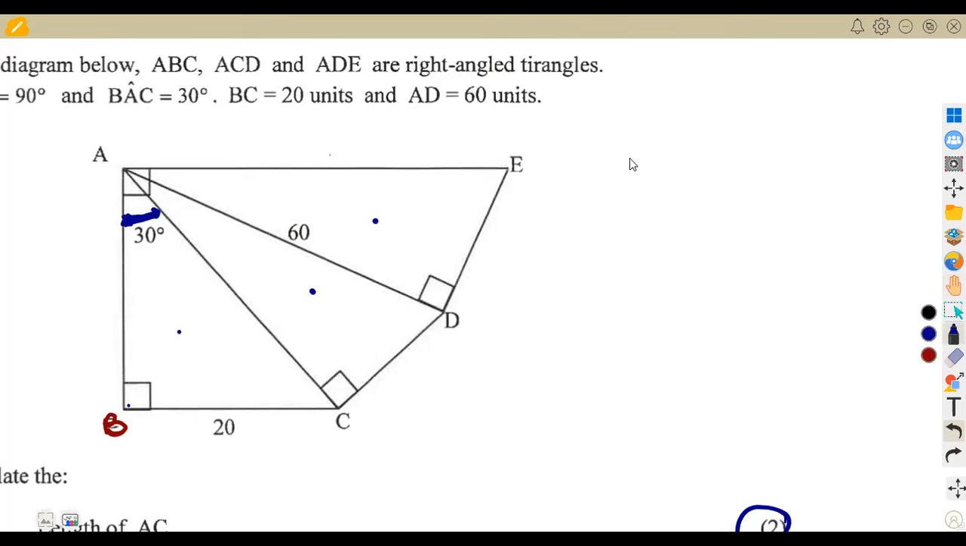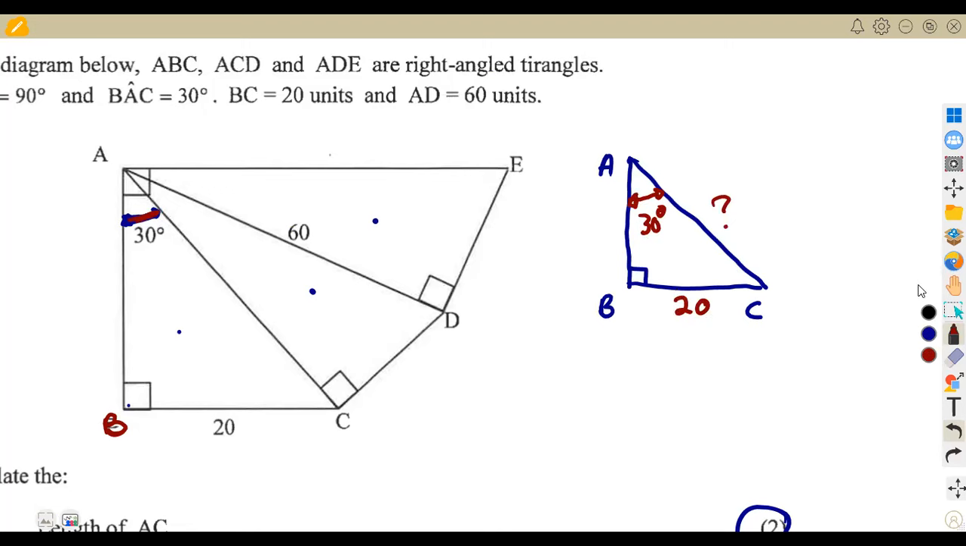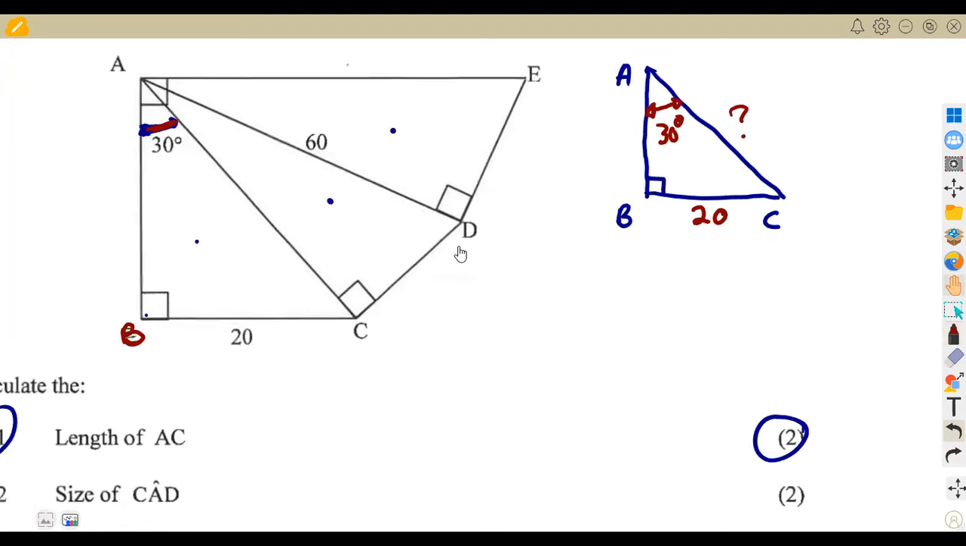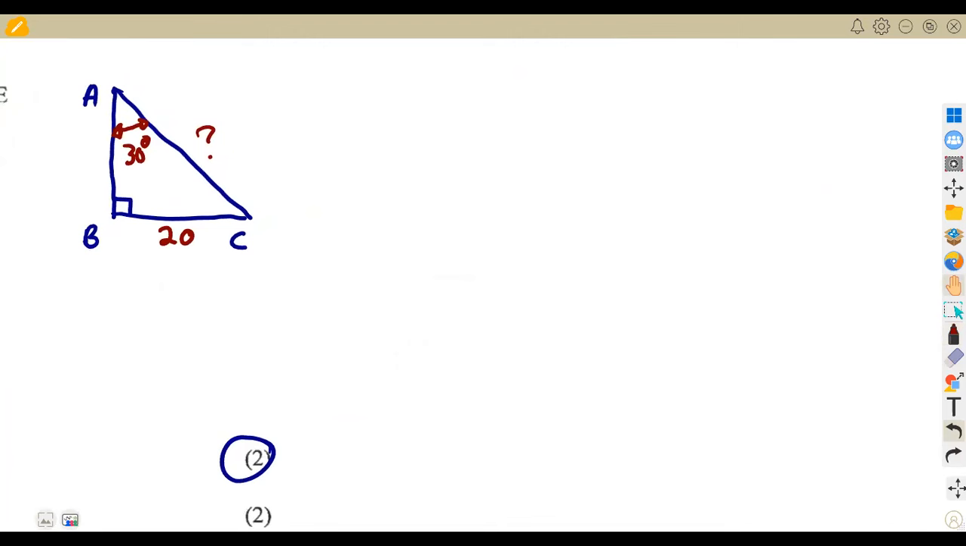So I'm just going to take a sketch of the triangle that we are talking about here so that we can see what we are referring to. I'm referring to point A, point B, point C. That's a right-angled triangle. And we said the angle BAC is 30 degrees. This 30 degrees is for BAC, inside this triangle. And here it's 20. And we are supposed to calculate the side AC. So that's 4.1.1.